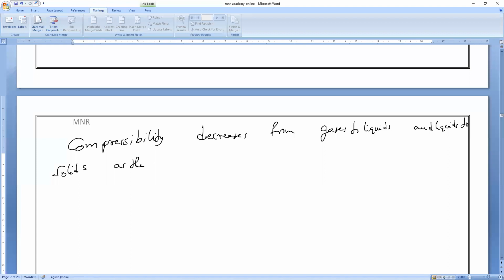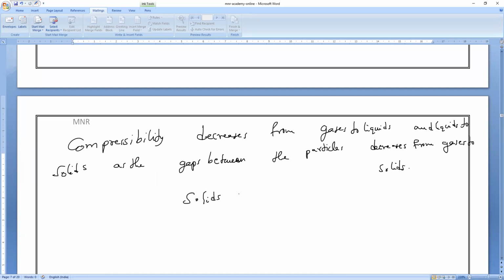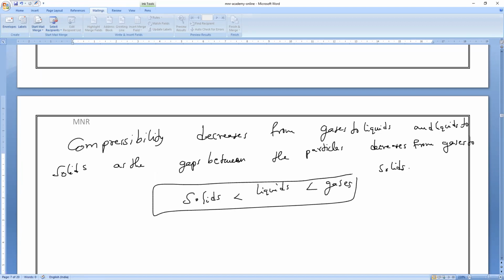Liquids to solids, as the gaps between the particles decrease from gases to solids. So compressibility: solids is less than liquids, and liquids are less than whom, guys? Gases. Okay, gases. That is what you have to remember.